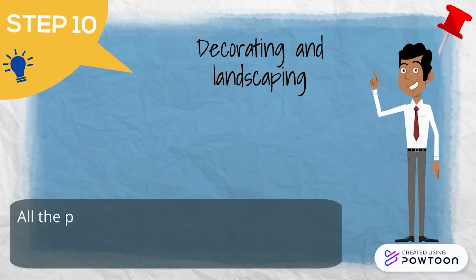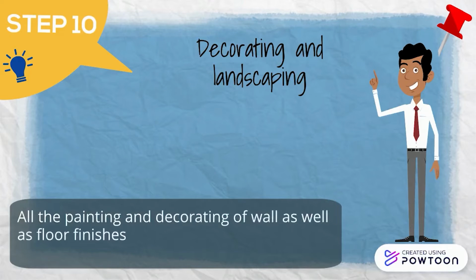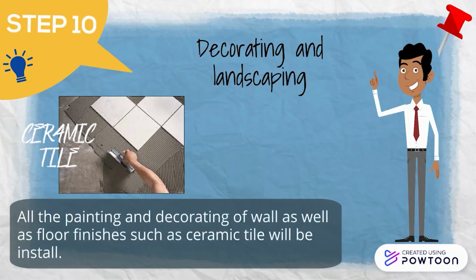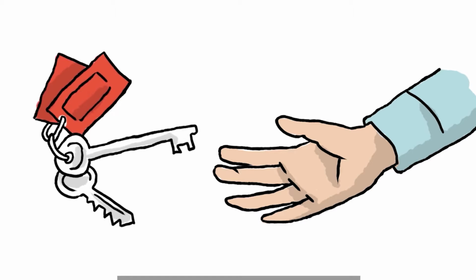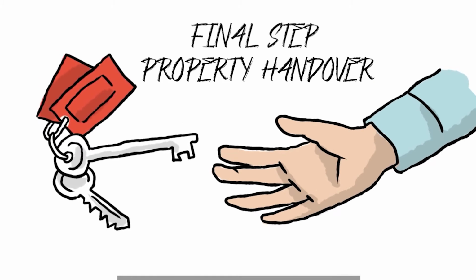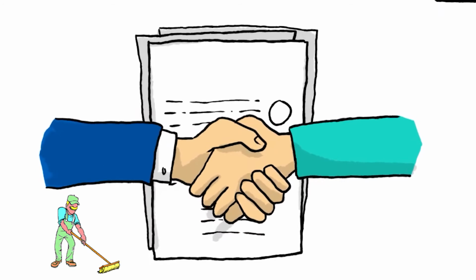Step number 10 is the decorating and landscaping part, in which all the painting and decorating, such as ceramic tile and wall painting, will be installed. The final step is property handover. The bungalow will be cleaned and handed over to the owner.